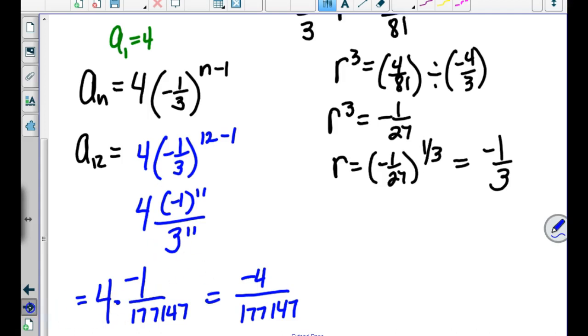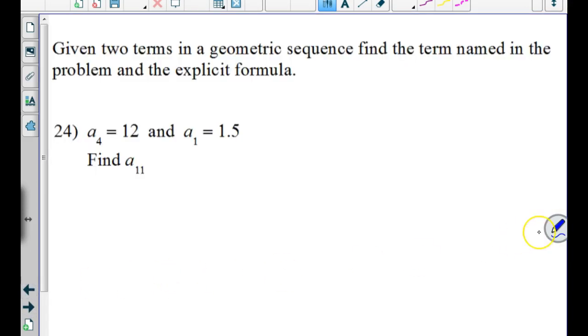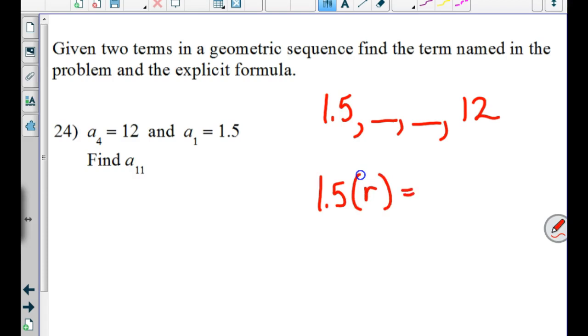One more, you said? This is the last one? Okay. So your homework is to do the stuff on 4AB that's circled. Find the 11th term. Oh, this is weird. Why did they state it in this order? We know the first term, right? 1.5. Second term, third term, fourth term is 12. So how many times did we multiply by r? 1, 2, 3 times.